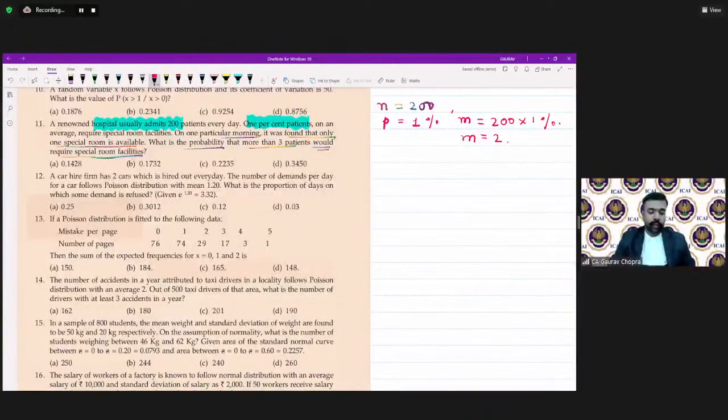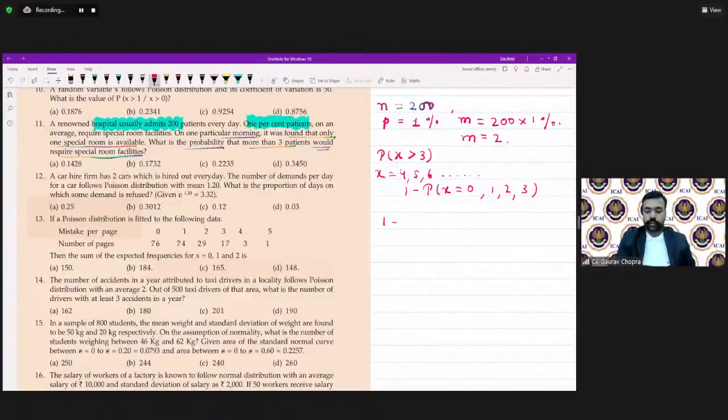And what is the requirement? What is the probability that more than 3 patients would require a special room? That means X is more than 3. So more than 3 means what? 4, 5, 6, and so on. So for this, we can solve as 1 minus P(X equal to 0, 1, 2, and 3).